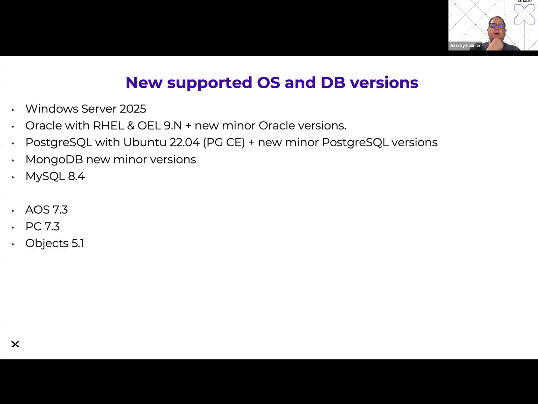And then on the infra side, as of this release, we're officially supporting AOS 7.3, PC 7.3, and Objects 5.1. We are working on Objects 5.2 support, but that requires more development effort. So that's something we're targeting for the next release after this.